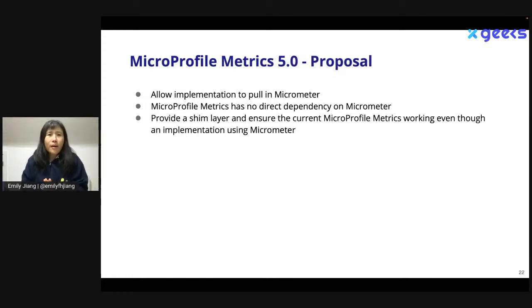So the next one is Metrics 5.0. I mentioned it briefly earlier. Basically, the team is investigating pulling in Micrometer, and they may have a few options. One option is to continue to support the current MicroProfile Metrics APIs, but the implementation can bring in Micrometer. It supports the existing APIs, but you will get all the Micrometer data.